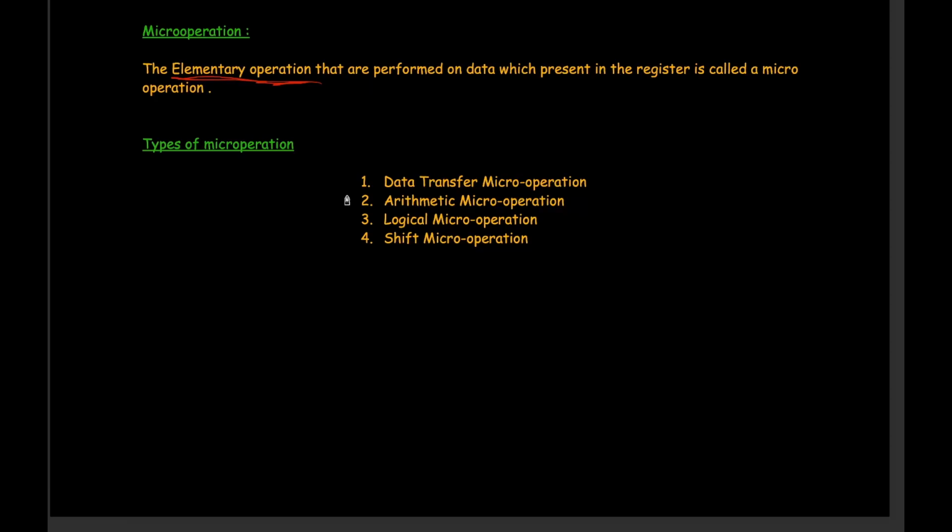There are 4 types of macro operation in the basic computer. Whatever we learn in this lecture will be for the basic computer only. First, data transfer macro operation; second, arithmetic macro operation; third, logical macro operation; and fourth, shift macro operation. Now we'll see each of these one by one.